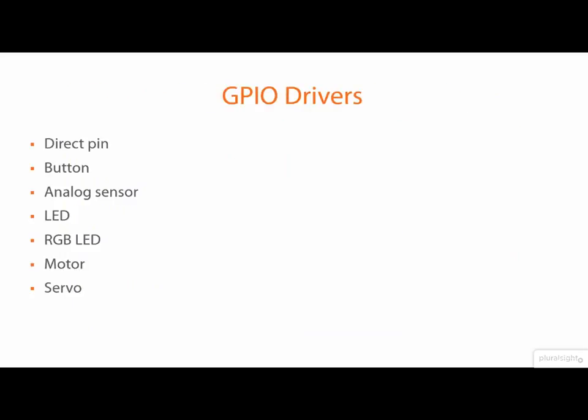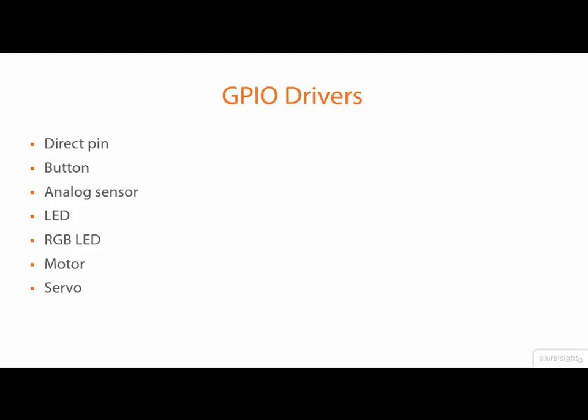We'll look at the drivers for a direct pin, a button, an analog sensor, an LED, an RGB LED, a motor, and a servo motor. This isn't a complete list, by the way, of Cylon's built-in drivers. I'm showing all the non-device specific drivers that I think you'll be interested in. I have modified all of these examples to use an Intel Edison, though, assuming that's what you'll be working with as you follow this course.